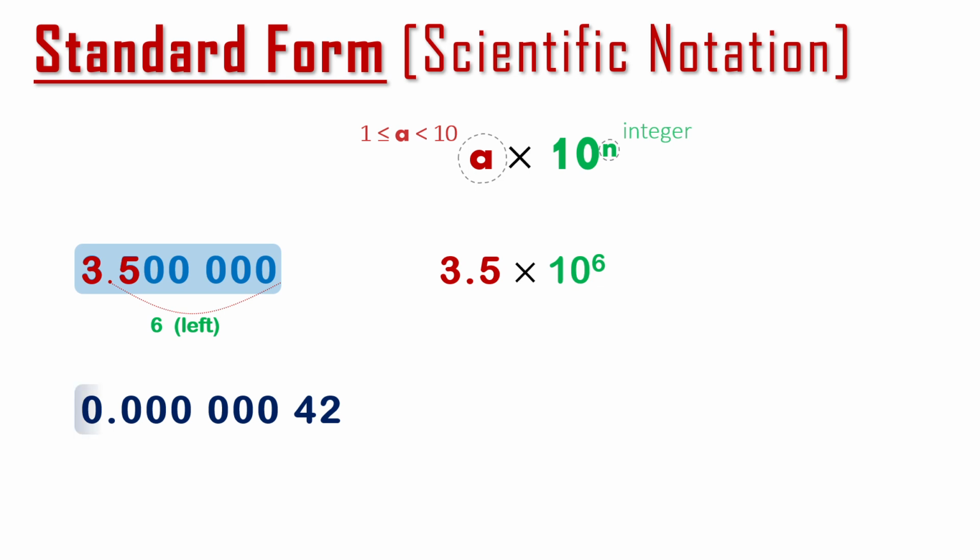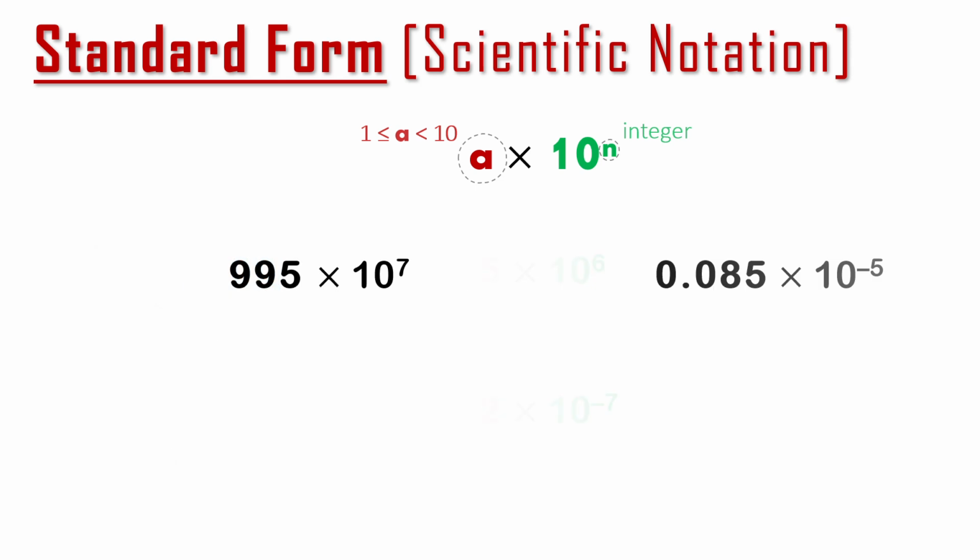Next up, let's shrink things down with 0.000000042. We want a number between 1 and 10 again, so move the decimal to get 4.2. This time we move 7 places to the right. And since we moved right, our exponent is negative. So in standard form, we get 4.2 times 10 to the negative 7.